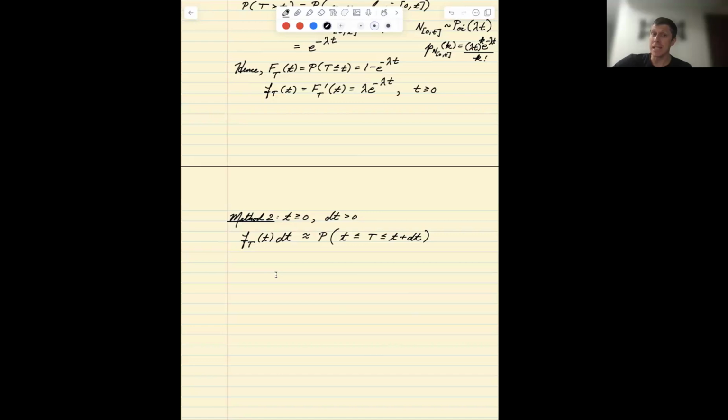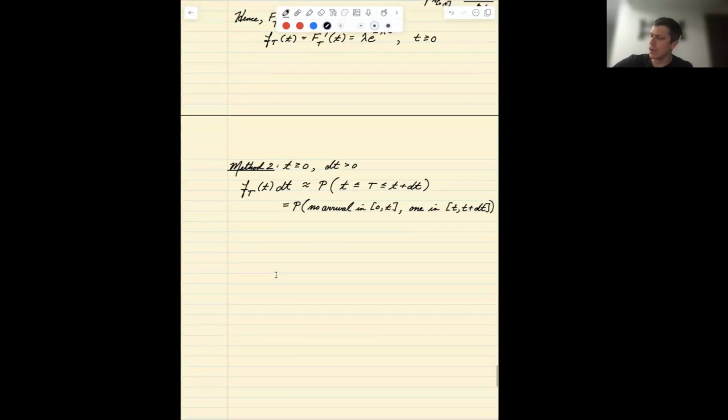So now this is saying what's the probability that T is bigger than t but less than t plus dt. So what does that mean? Well, the only way for that to happen is that we have to have no arrival before time t. So there's nothing that happens between 0 and t. And we have to have exactly one arrival, or at least one arrival, between t and t plus dt. But if dt is really small, which we assume it is, the probability of having more than one arrival is going to be much, much smaller than having one arrival. So we can just treat it as having exactly one arrival.